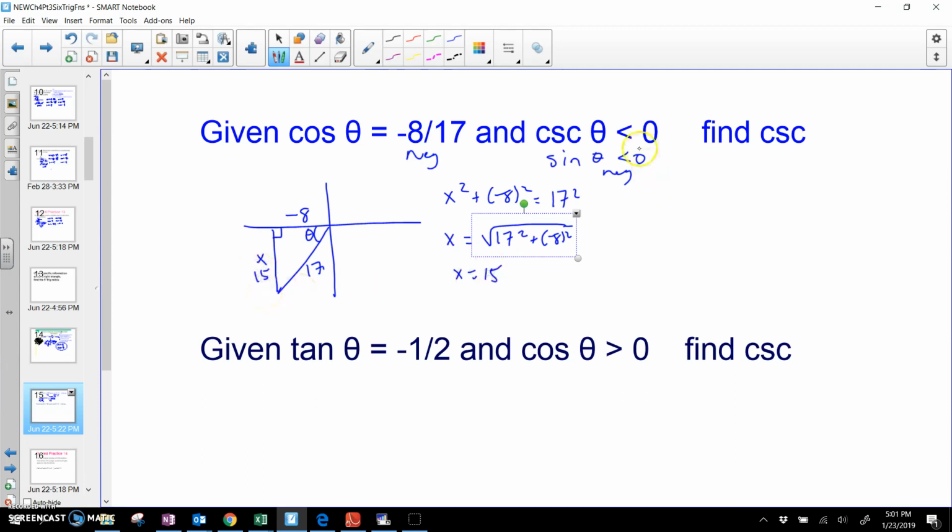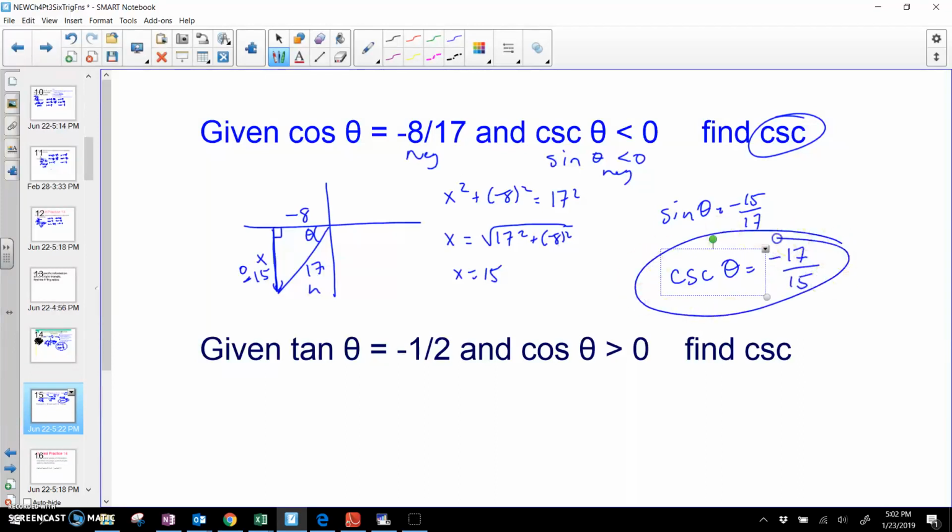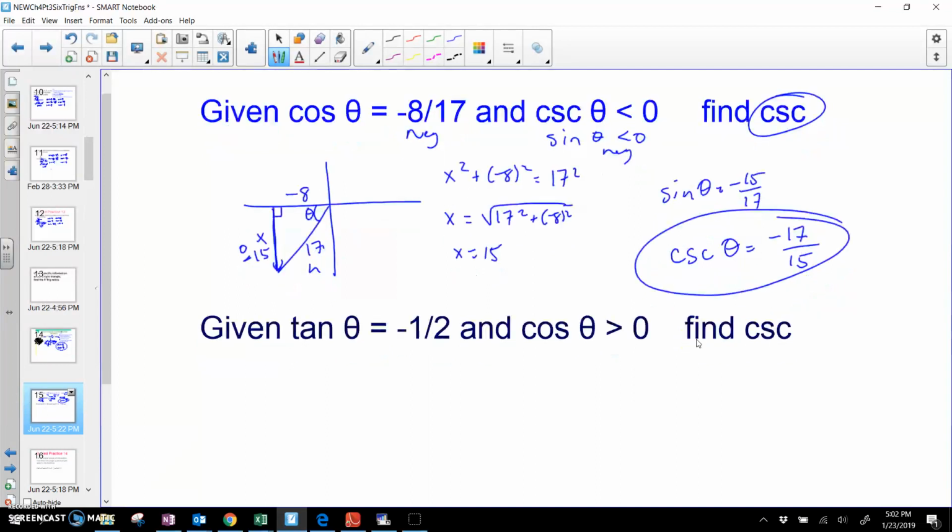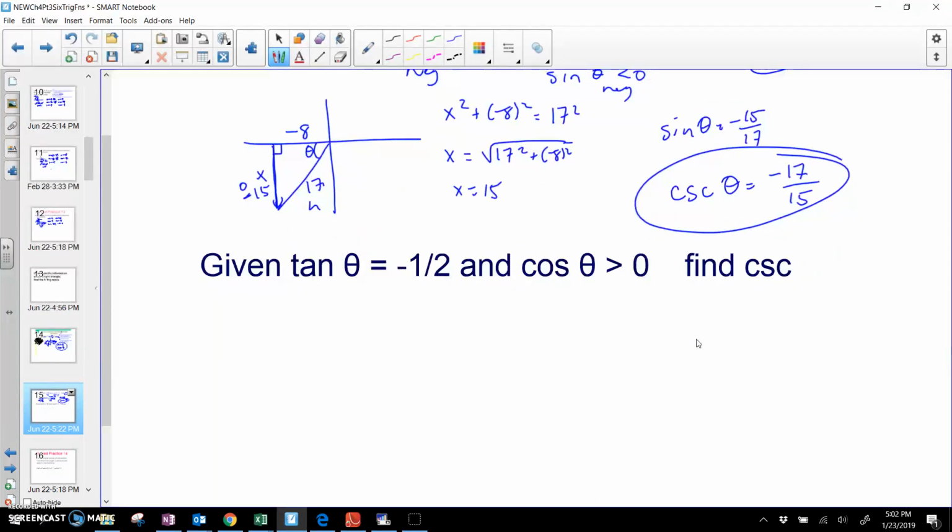Now in this case, they just want me to find cosecant, so I usually find sine first just because that's how I like to think about it. Opposite over hypotenuse is, once again, this 15, though because it's in this quadrant, it needs to be negative, so it's -15 over 17. So my final answer for cosecant theta is -17 over 15. I'm done. Okay, so really it's about identifying the quadrant using the 2 pieces of information.